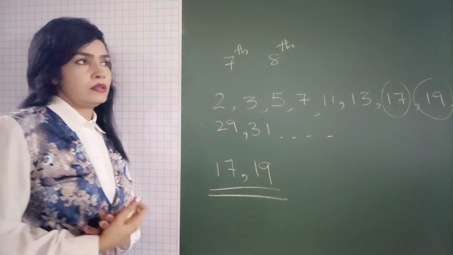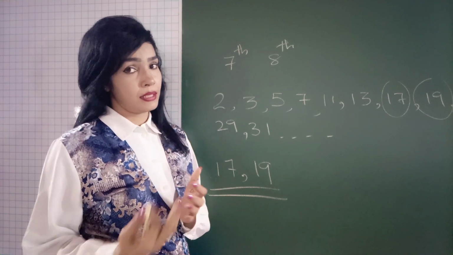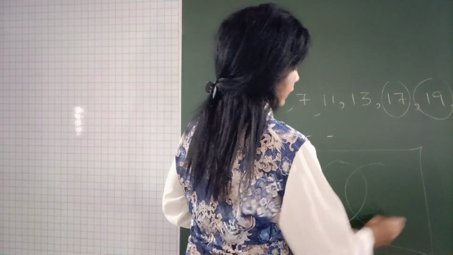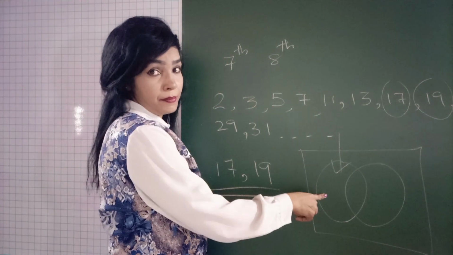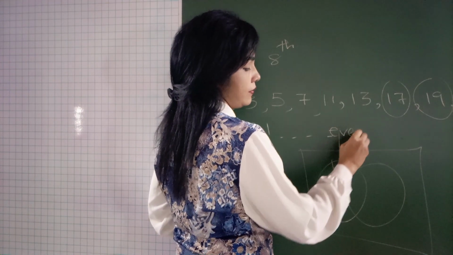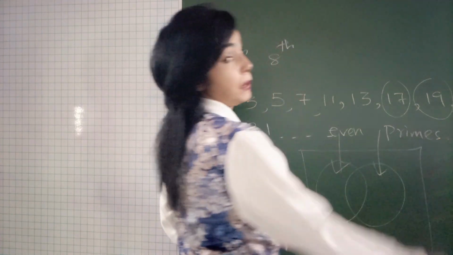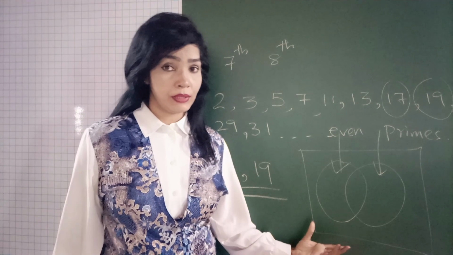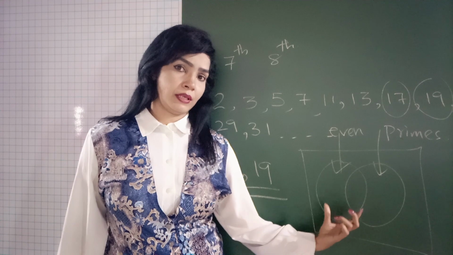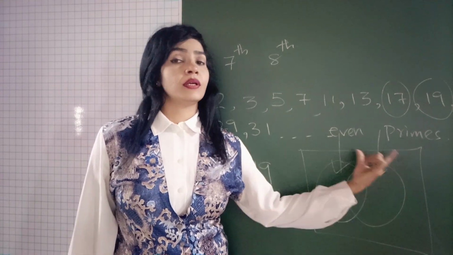In some sets questions also, Venn diagram questions also, they might give even numbers in one circle and prime numbers in the other. Okay, this is even, these are primes. The universal set might be the numbers below 50. So you should include all the even numbers below 50 in the even number circle and the prime numbers below 50 in the prime number circle.